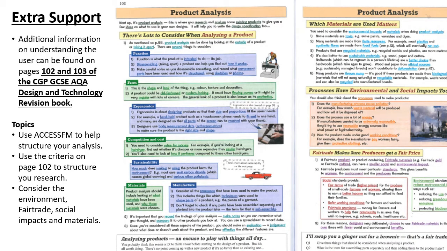In addition to that, on page 102, 103, there's some extra information on how you might go about analysing a product. They're using function, form, ergonomics, cost, sustainability, materials, manufacture, so very similar to Access FM. If you read through that, that might help you with your analysis.